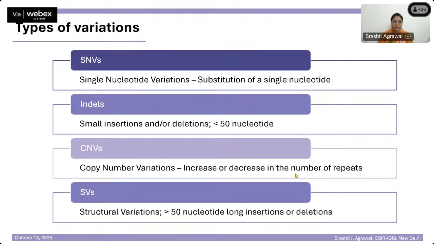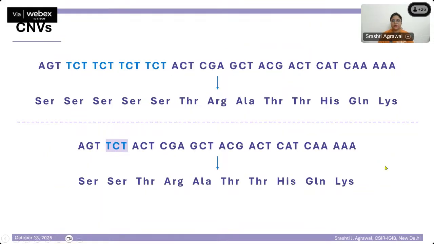Next, we will talk about the copy number variations and the structural variations. Like I said, there are short tandem repeats present in a genome. For example, here we have repeats of the TCT. And in the repeat region, a deletion or insertion may happen of the same copies of the same bases. For example, here one TCT gets deleted and we only have one TCT repeat left.